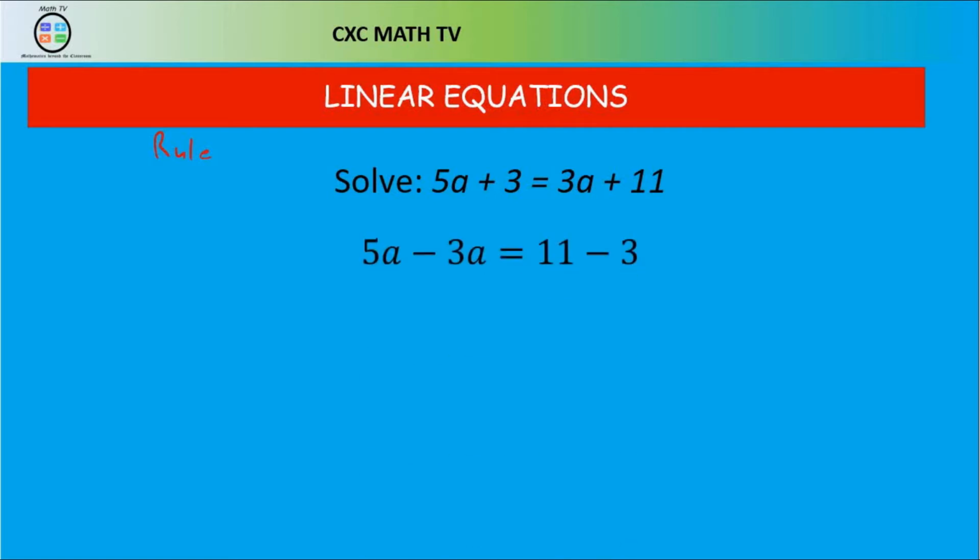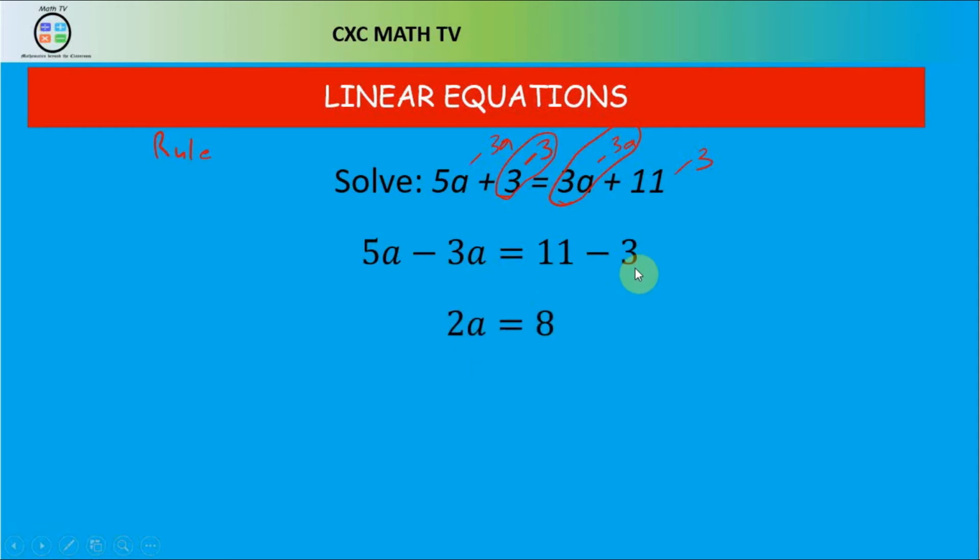Anytime you're bringing over a term to the other side, it becomes the opposite operation. The opposite or inverse operation of addition is subtraction. So we subtract 3 from this side, but anything we do to one side, we have to do to the other. Then since we have a 3a here and we need to move it over, we subtract 3a as well. The 3 minus 3 disappears from the left side, and the 3a minus 3a disappears from the right side. So we're left with 5a minus 3a is 11 minus 3.